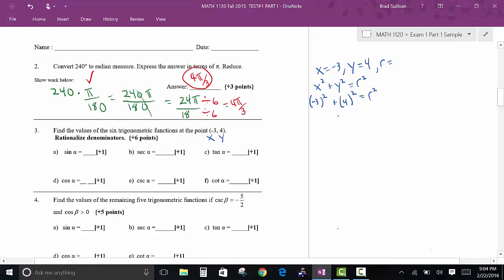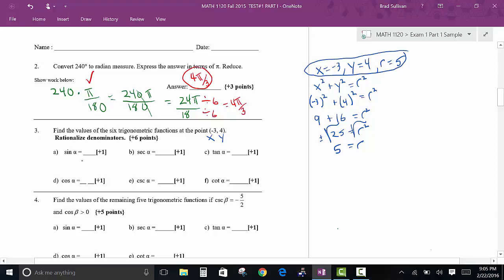That's equal to r squared. So that's going to be 9 plus 16 equals r squared. So that's 25 equals r squared. So you do the square root of both sides. Technically, you always do a plus or minus, but a radius is always positive. So in this particular problem, what we would have then is this information right here.